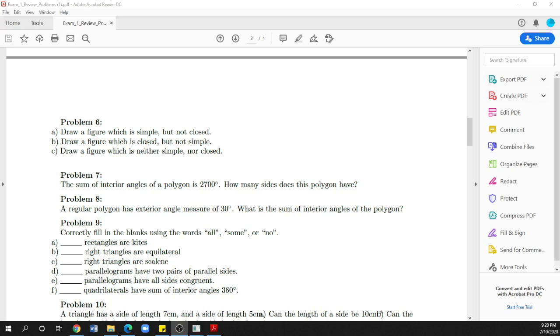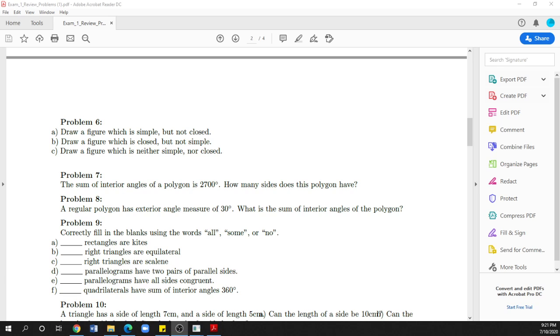Problem number 6. So this problem is asking us to draw a few different figures. So let's take a look. It wants us to draw something which is simple, but it's not closed, something that's closed, but isn't simple, and then finally something that's not simple and not closed.